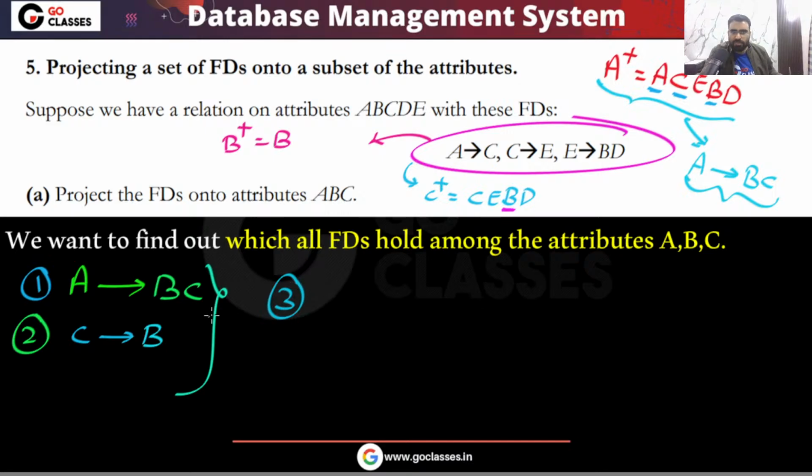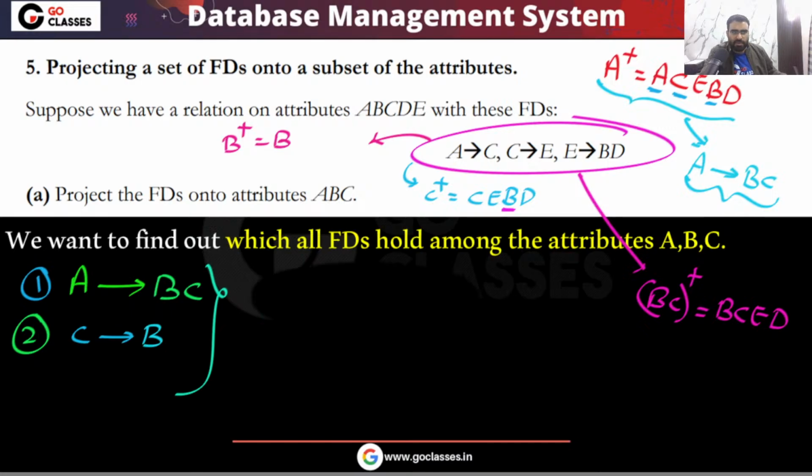Now what we will do? We will check BC. Let's see what BC can determine. Can they determine A? If you find what is BC closure, then that will be BC, BCE, BCED. So you can see they cannot determine A. So that also you can forget. So that's it. Finally, your answer will be A determines BC and C determines B. This will be your answer.